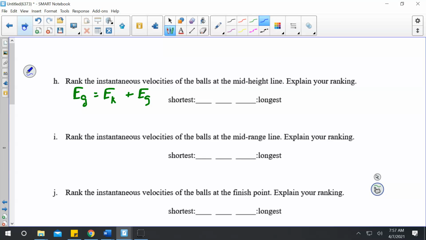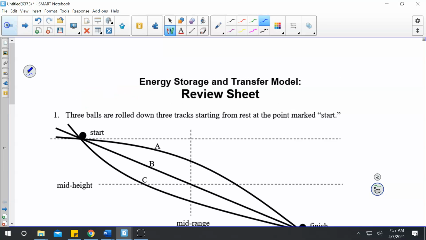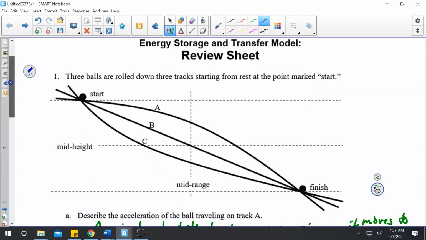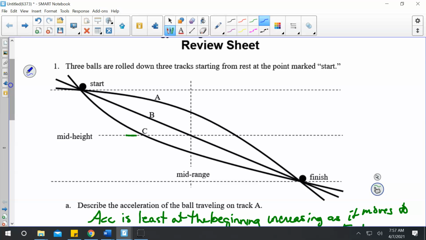Okay? So if you wanted to rank their instantaneous velocities at the mid-height time, I want to go back and look at the picture. So the mid-height time is right here. Notice all three of these, no matter where the ball is, it has the same height. So it has the same energy gravitational here. They all started out at the same energy, so they all had the same energy gravitational here.